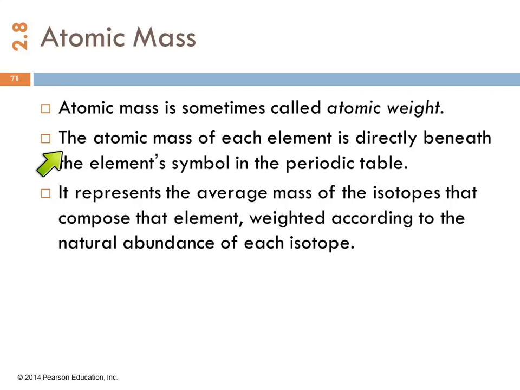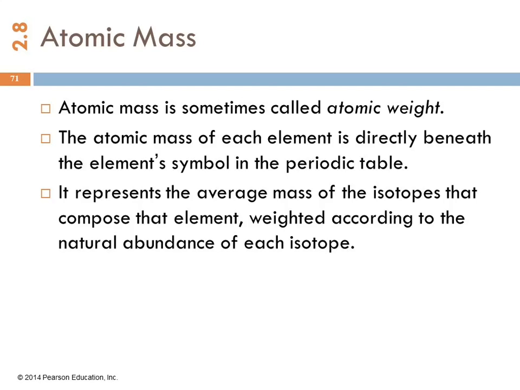The atomic mass is directly below the element symbol in the periodic table. These are not nice whole numbers. These represent the average mass of isotopes that compose that element. They're weighted according to their natural abundance. So if you look at the mass, say, of oxygen, 15.9994, there's actually no oxygen atom that weighs that. There's some that weigh a little more, some that weigh a little less, but that's the average.